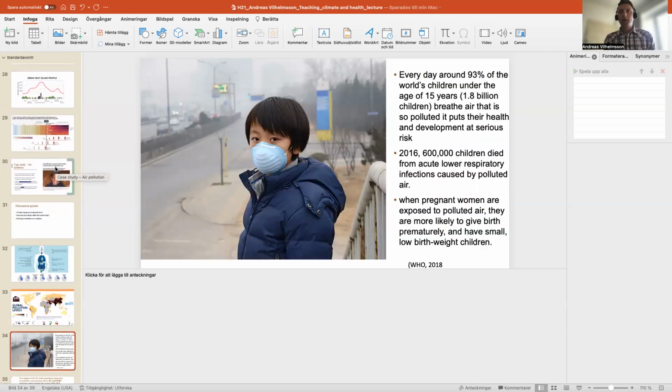And every day, around 93% of the world's children under the age of 15 breathe air that is so polluted that it puts their health and development at serious risk. And in 2016, 600,000 children died from acute lower respiratory infections caused by polluted air. And also we have a very significant group here when pregnant women are exposed to polluted air. They are more likely to give birth prematurely and have small, low birth weight children. And this is not always discussed.